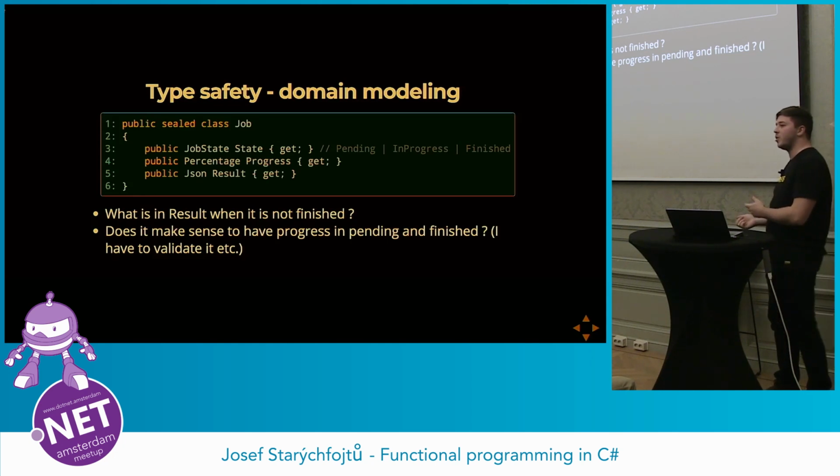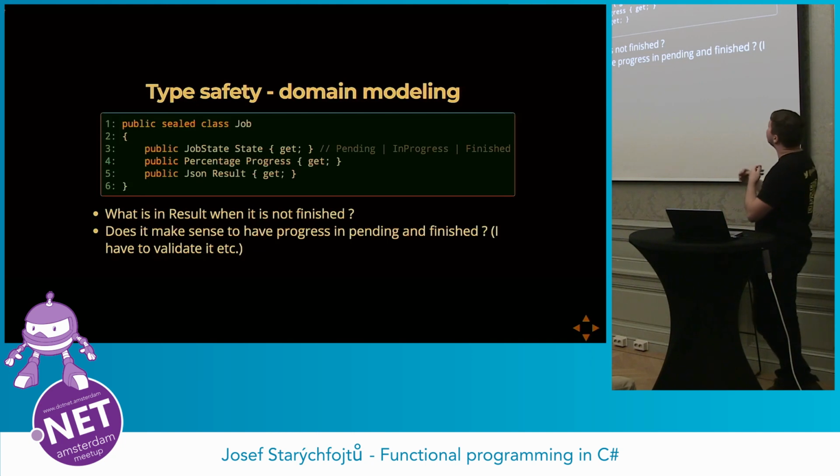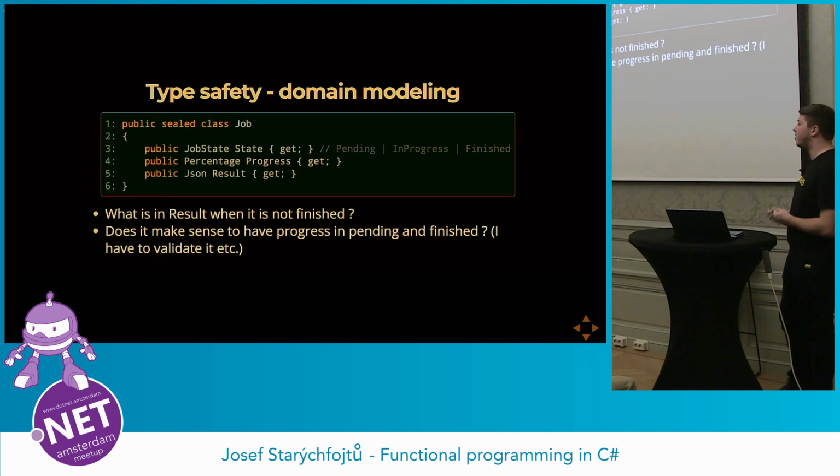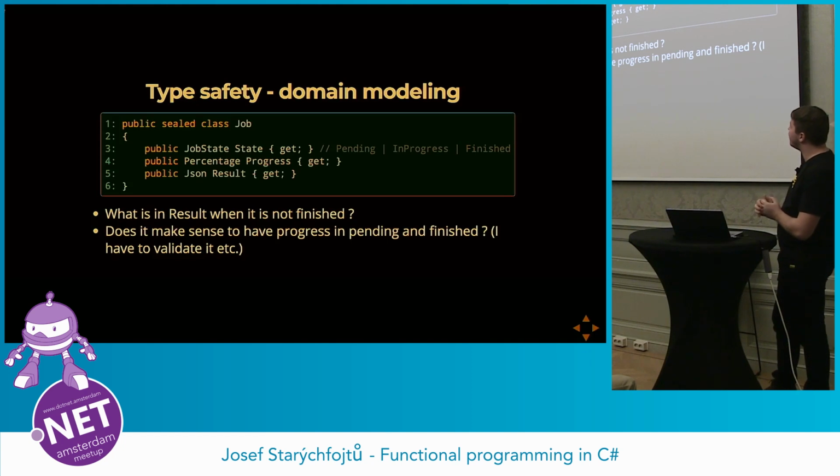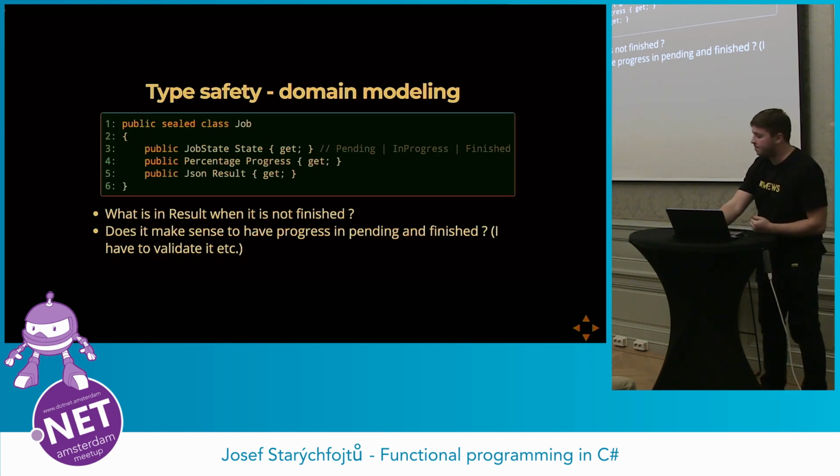Basically the percentage should always be 100 when the job is finished, but it's not enforced on the type level. And the result also, what's in the result? Yeah, probably null, but that leads to null reference and a $1 million mistake. So we don't want to do that.